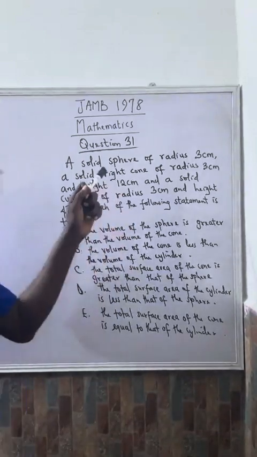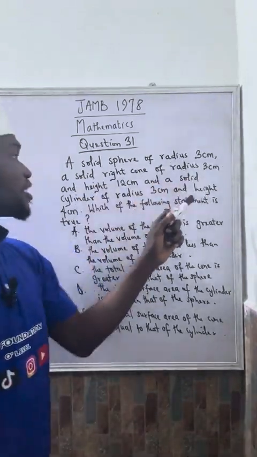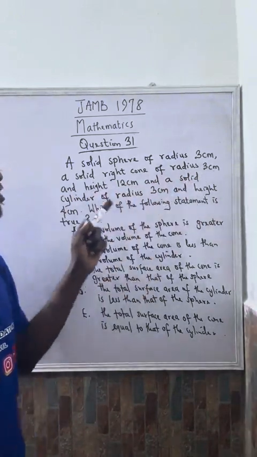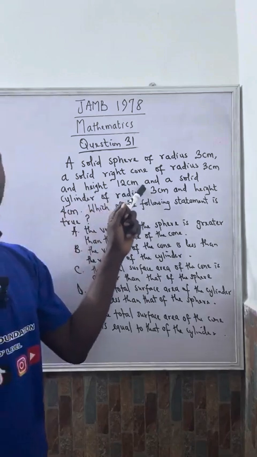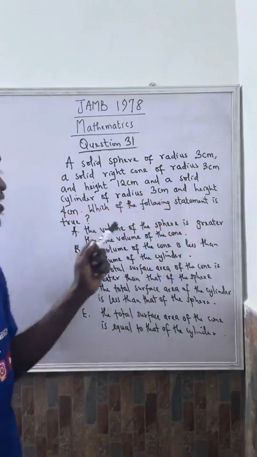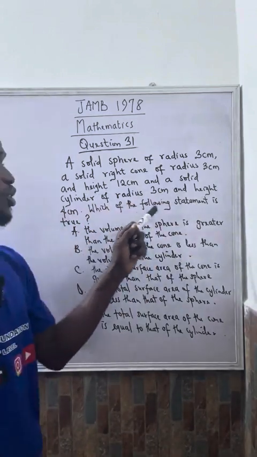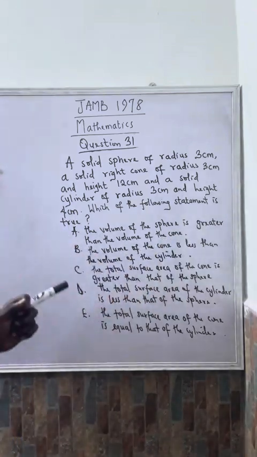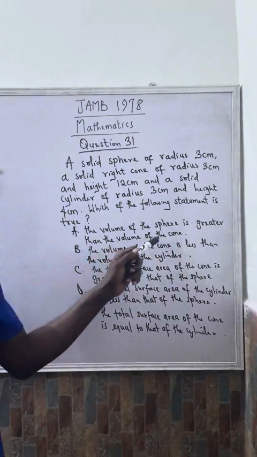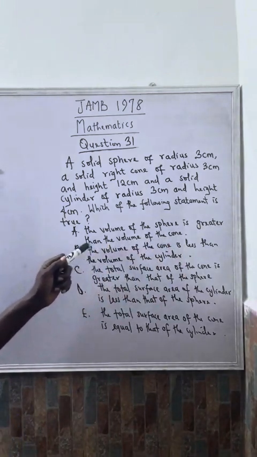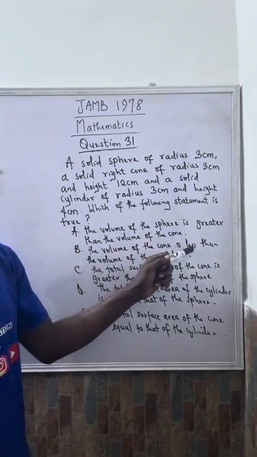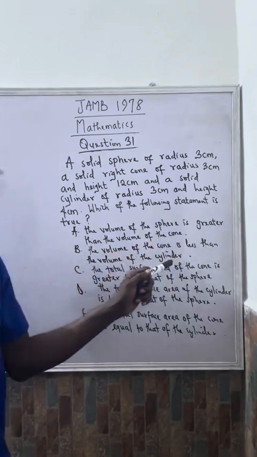A solid sphere of radius 3 centimeter, a solid right cone of radius 3 centimeter and height 12 centimeter, and a solid cylinder of radius 3 centimeter and height 4 centimeter. Which of the following statements is true? A. The volume of the sphere is greater than that of the cone. B. The volume of the cone is less than the volume of the cylinder.